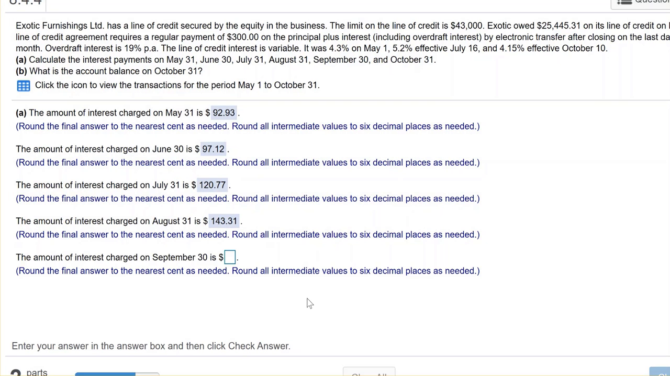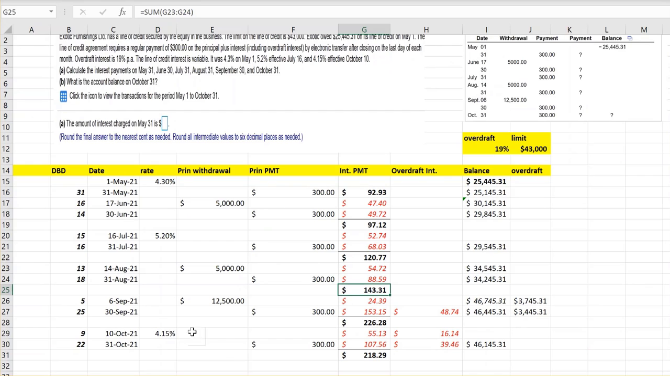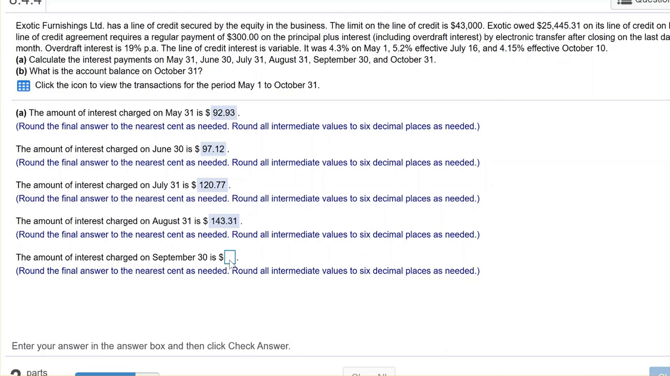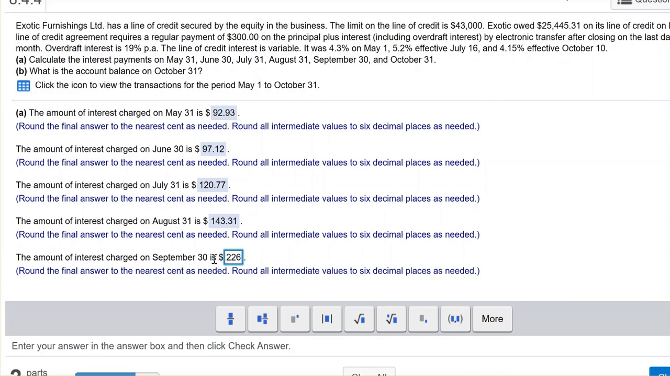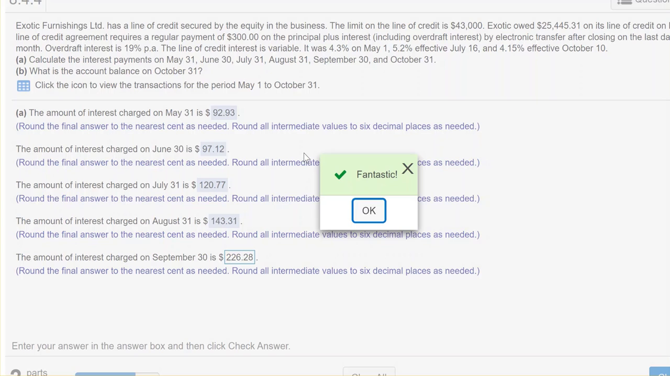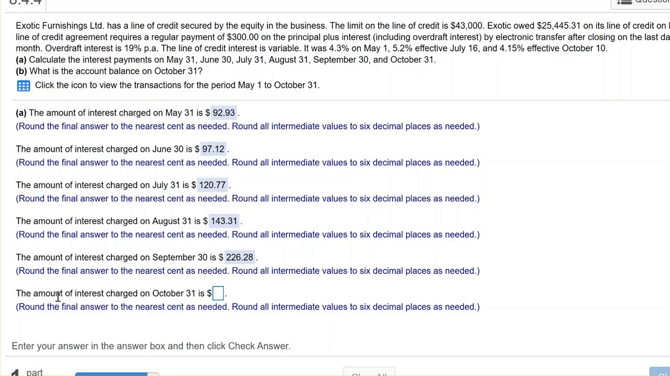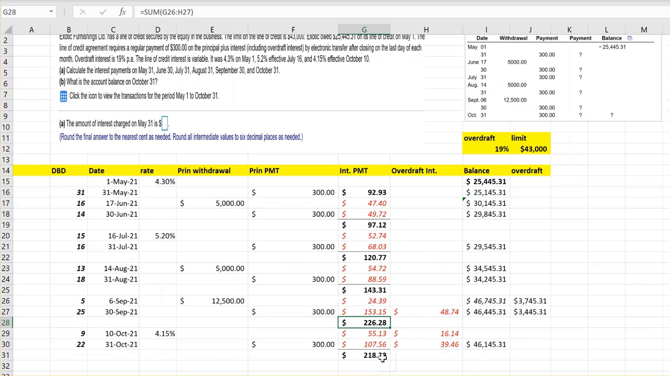Amount of interest charged on September 30th. September 30th is right there. So it's those two amounts because they were broken up. $226.28. And the amount of interest charged on October 31st, right there, right? It's the statement date, $300 plus the interest, which is those four, $218.29.